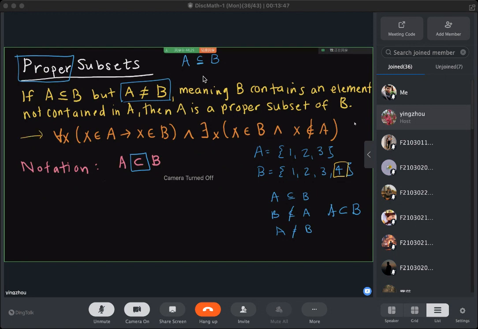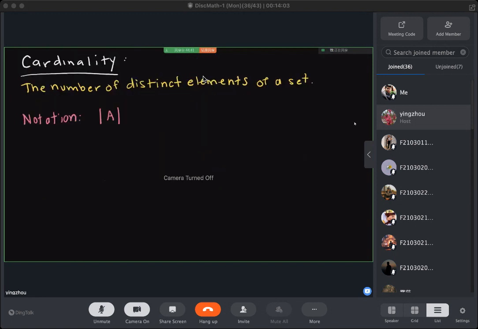And again, here's the longer version using our predicate logic. For all x's, if x belongs to A, then x belongs to B, and there exists some element that belongs to B and that does not belong to A. So that is a proper subset.